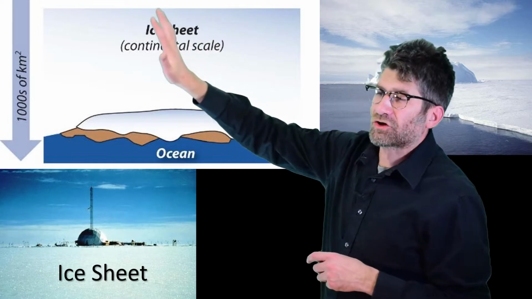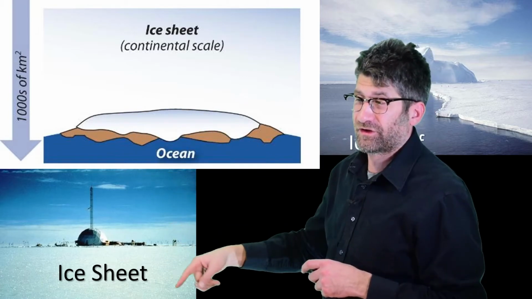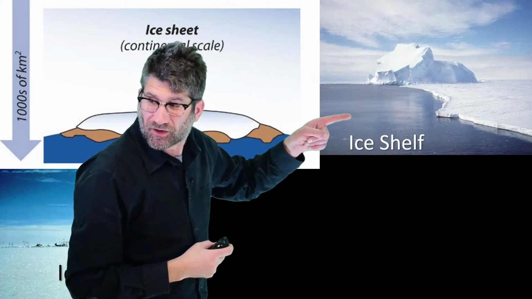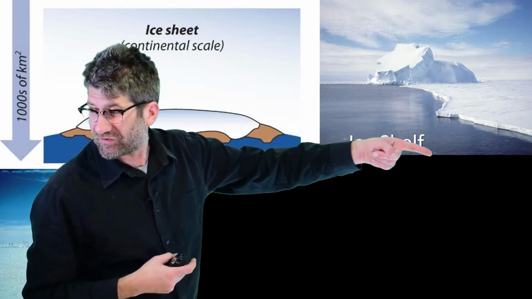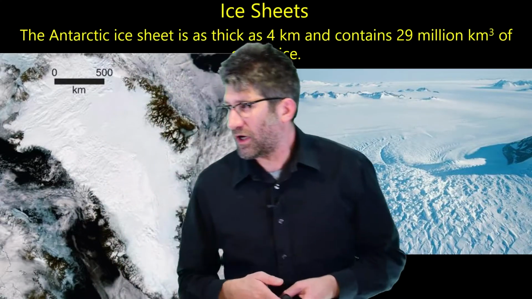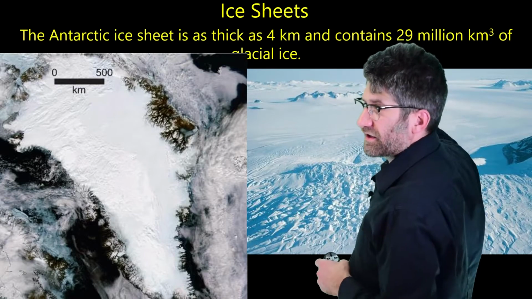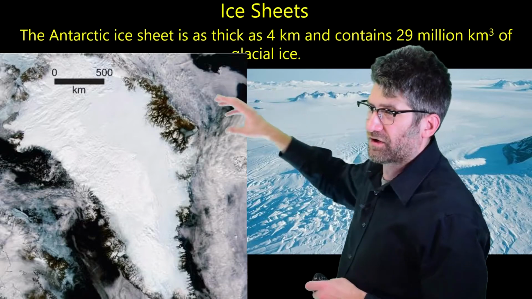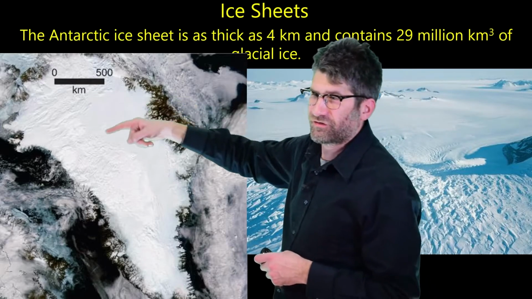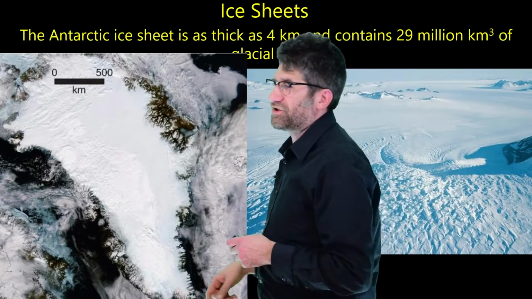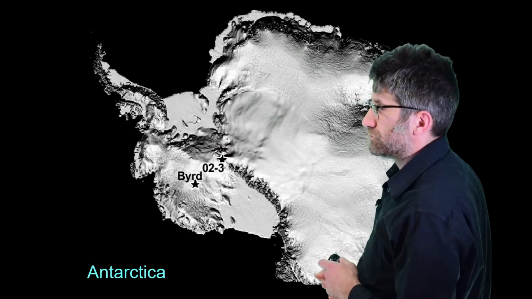Okay, those largest ice forms are what we call ice sheets. So these are at continental scale. They cover the whole continent. So here's an ice sheet. Or, oftentimes associated with ice sheets, if you have significant ice that extends into the ocean, we call that ice shelf. So the largest ice sheet at present is the Antarctic ice sheet. It's over 4 kilometers thick, contains 29 million cubic kilometers of glacial ice. So that's the Antarctic ice sheet picture here. And then the other picture here is the Greenland ice sheet, the other large ice sheet. Here's that Antarctic ice sheet today.